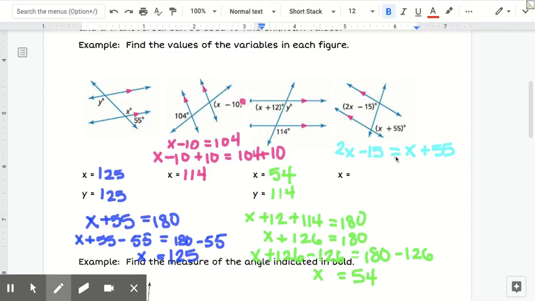Okay, now this time I'm going to use a couple of properties at once. I'm not going to write them out. I just wanted to review those properties with those others. So for this one, I'm going to subtract x from both sides, which would give me just x on the left. And I'm going to add 15 to both sides, which would give me 70 on the right. So for this one, x is 70.